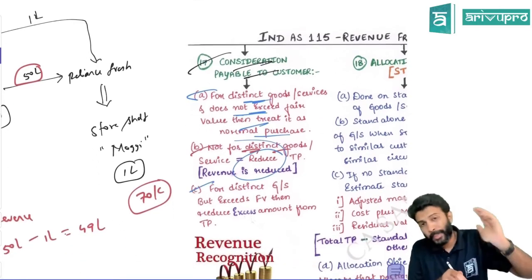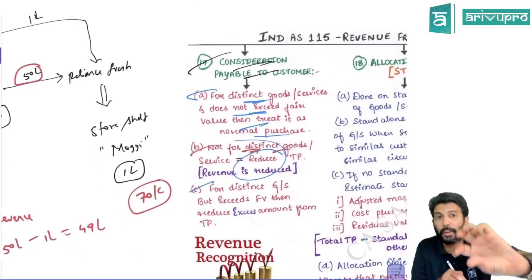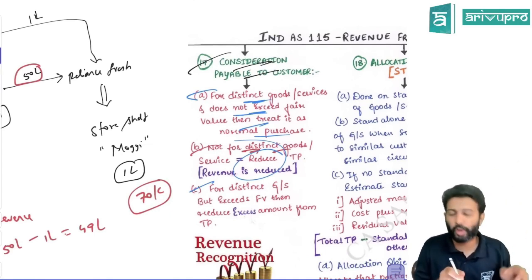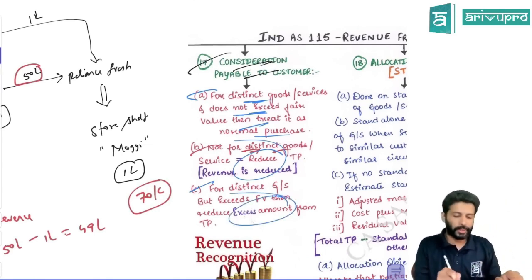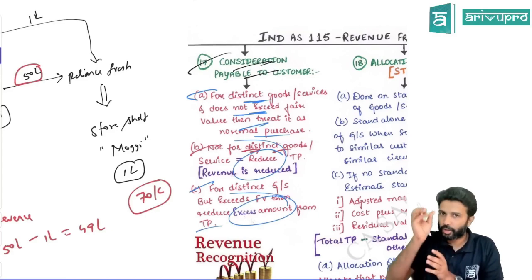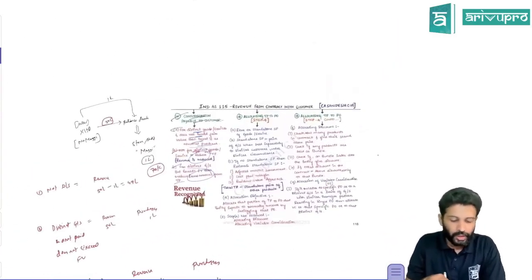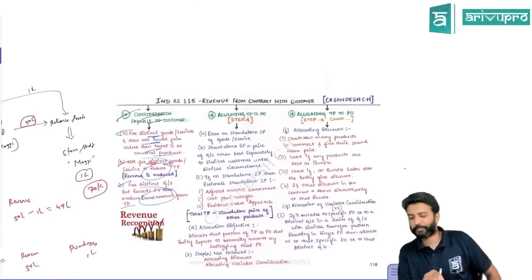Third case, the amount paid is for distinct goods or service, but the amount paid is a little extra. Compared to fair value, you paid extra. So whatever extra amount you paid, that excess amount you should reduce from revenue. The balance, to the extent of fair value, you book as purchases. So these are the accounting treatments for consideration payable to customer.